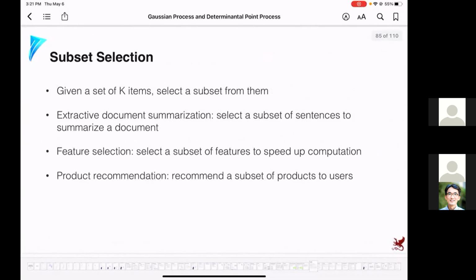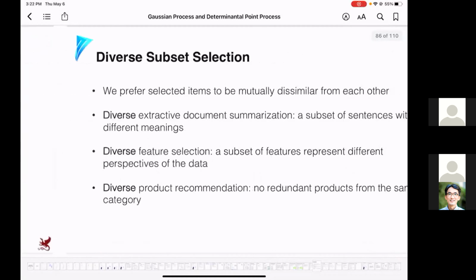The problem we are trying to solve with DPP is the subset selection problem. Some examples include: I have a document and I want to select a subset of sentences to summarize it. Or I have a data set with very high dimensional features and I want to select only a subset of features. Or I'm making product recommendations, and out of many products I want to recommend a subset to my user. These are the situations where subset selection is useful.